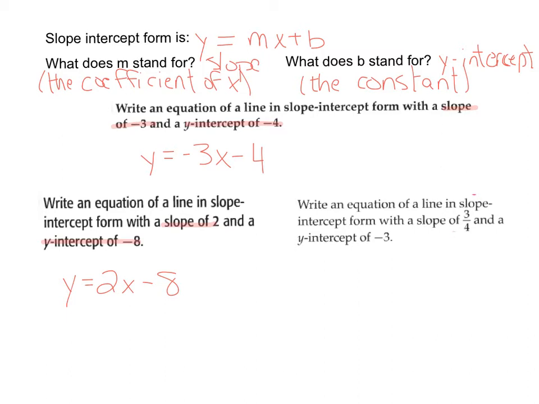The last one, write an equation of a line in slope-intercept form with a slope of 3/4 and a y-intercept of -3. I say y equals, the slope is the coefficient of x, so I say 3/4 x. The y-intercept is -3. I say -3.